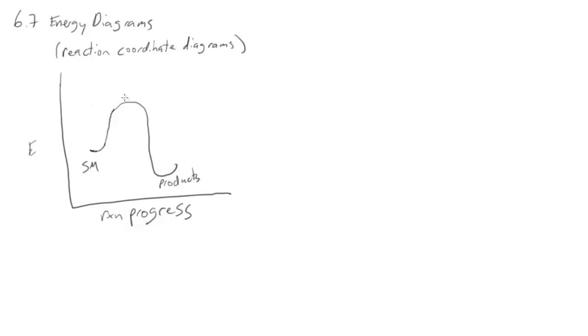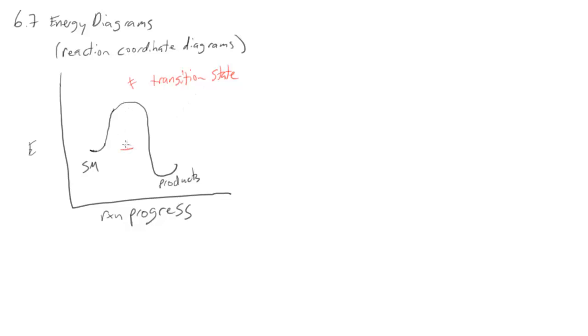This top part here is called a transition state, and it's symbolized by sort of like a double-crossed T. And that's the highest energy point along the path. So that would be a transition state.